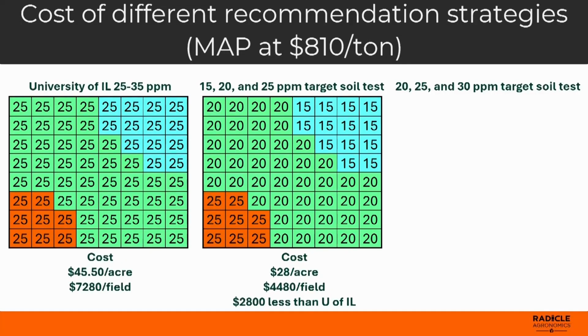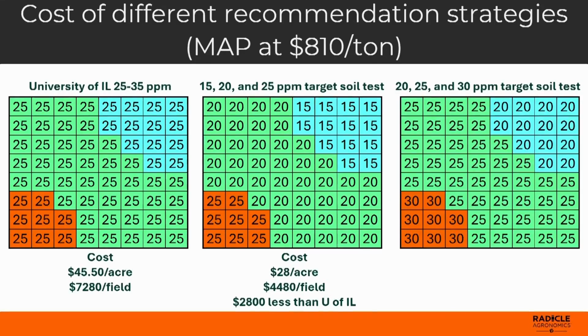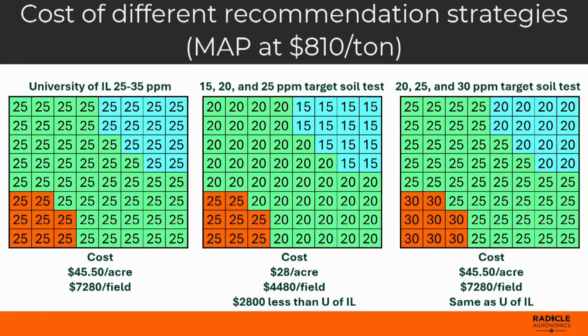And let's say that, well, I like to be higher. So instead of 15, 20, 25, I'm going to go 20, 25, and 30, all right? That basically is the same as the University of Illinois, because up in the upper right-hand corner, it's 20. In the lower left, it's 30. It's pretty close to 25 average, so it costs about the same. But it looks more like precision soil fertility, right?